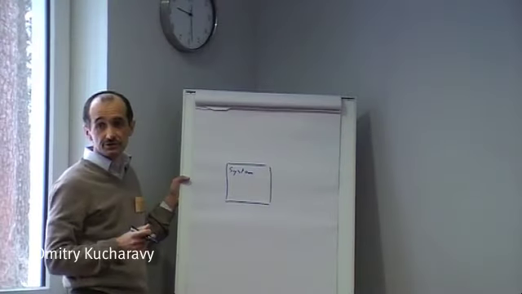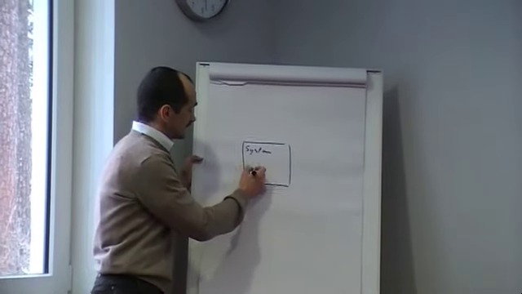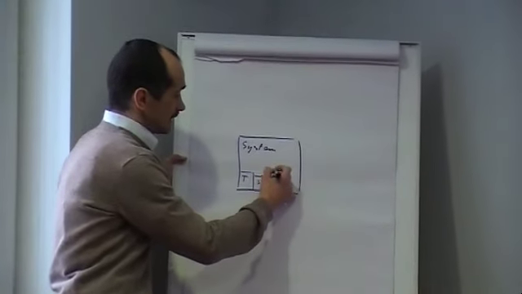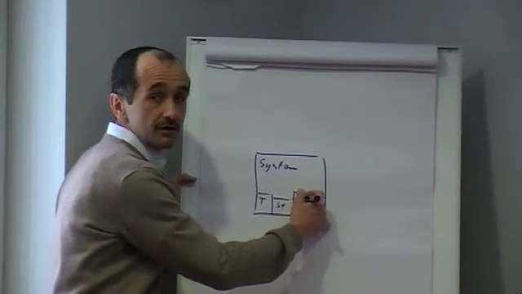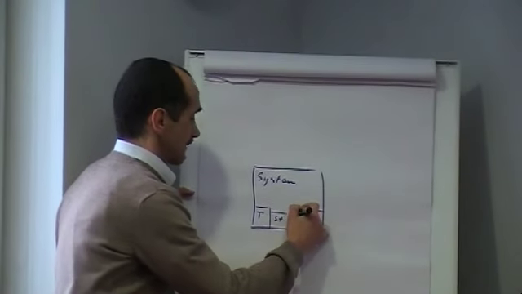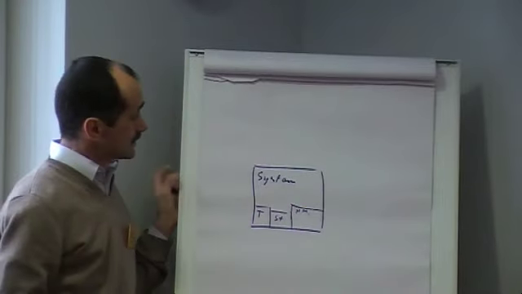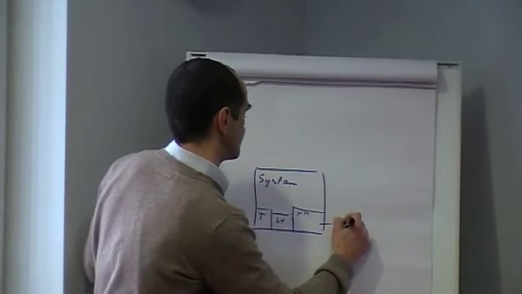Okay, when you teach students, you have a system. And in this system, you have a teacher, you have students, you have a classroom or place to teach, you have some materials and so on. So you have components. So this is the level of system, this is the level of subsystems.